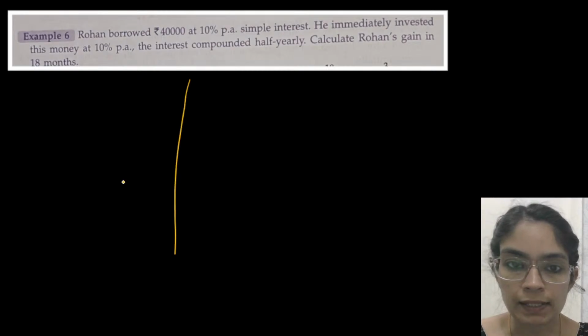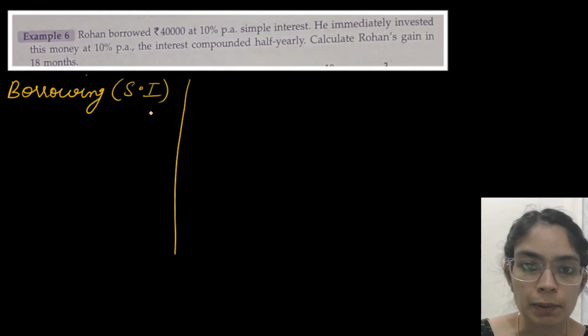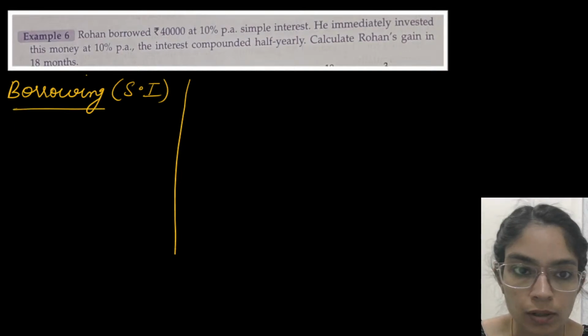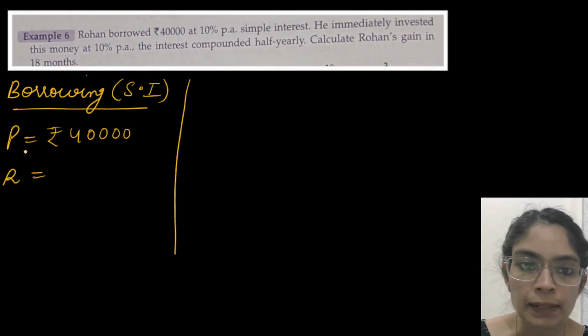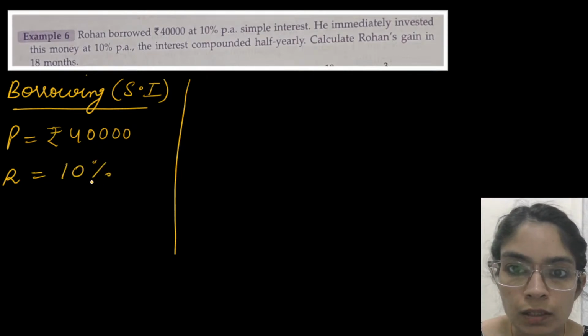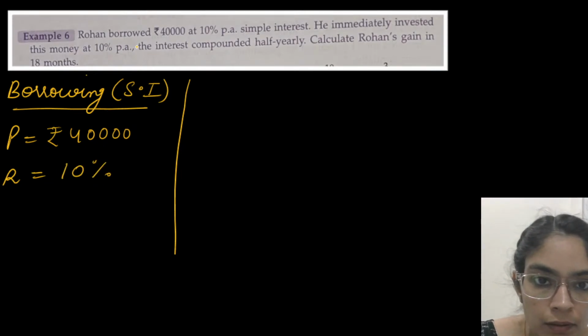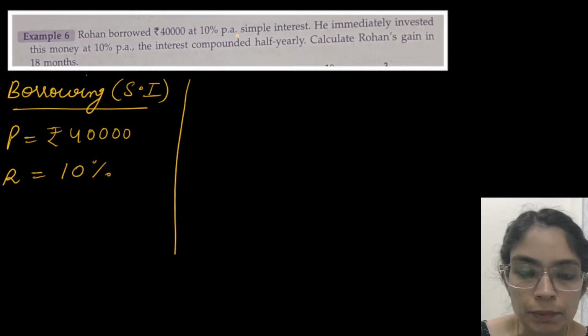So what is happening here? A person is borrowing at simple interest. Same thing, a person borrowed some amount at simple interest. So how much is that person borrowing? Principal is 40,000. Then rate of interest, because for simple interest I am writing capital P, capital R and capital T, it's 10% per annum, and he immediately invested. So Rohan borrowed 40,000 at 10% per annum simple interest.